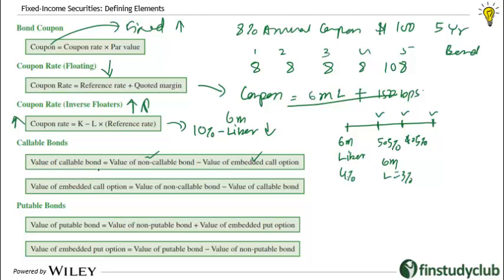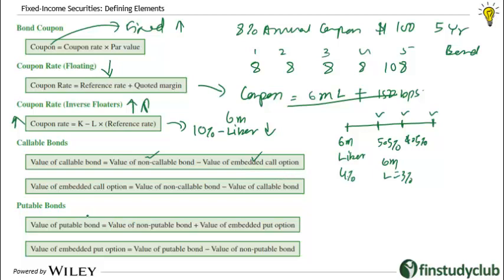And that's when you would not want to get redeemed earlier than scheduled, because then you would have to reinvest your money at 4%. So as investors, we dislike callable bonds. So the value of a callable bond should be lower than the value of a normal bond, and hence the value of a callable bond is the value of a normal bond minus something, and that something is the value of the embedded call option.